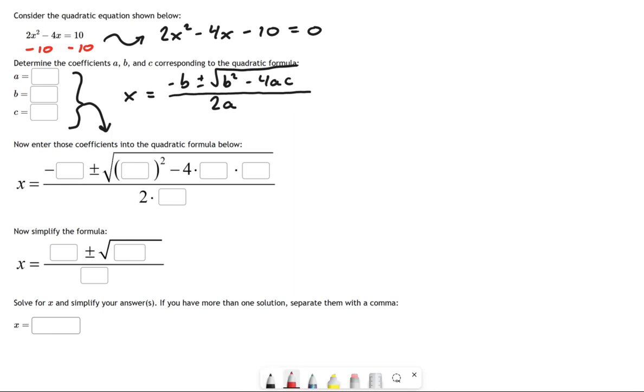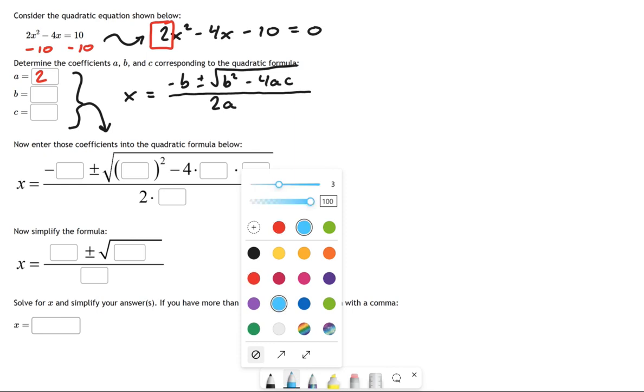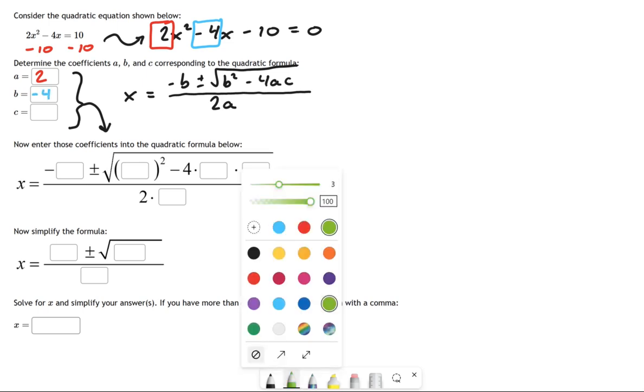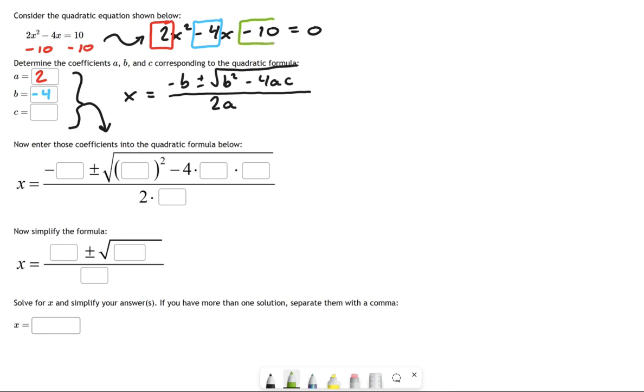Wonderful. Now, in terms of the a, b, and c that's being asked for next, this number in front of the x squared, that's a. Okay, so that's my 2. Next up, let's talk about b. It's going to be this number in front of the x. That's called my linear coefficient, and that's negative 4. And then finally, I have this number at the end with no variables. That's called the constant, and that's negative 10.